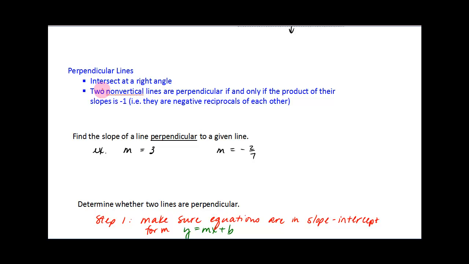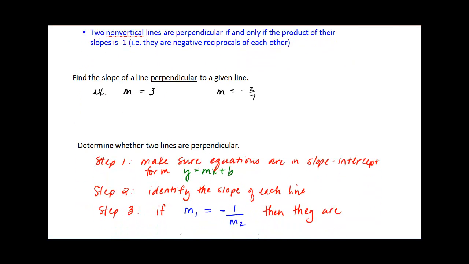Perpendicular lines are the ones that intersect at a right angle. So if I had two non-vertical lines and I wanted to say they were perpendicular, that can only happen if the product of their slopes is -1. In other words, if I multiply m1 times m2, then I'm going to get -1. Or we can think of this as them being negative reciprocals of each other. Okay, so let's practice this.